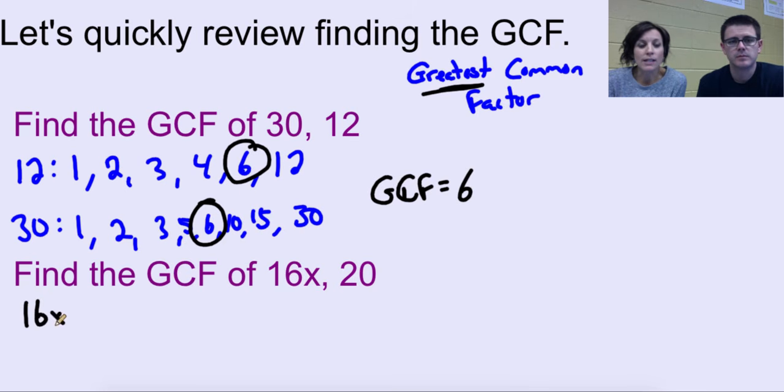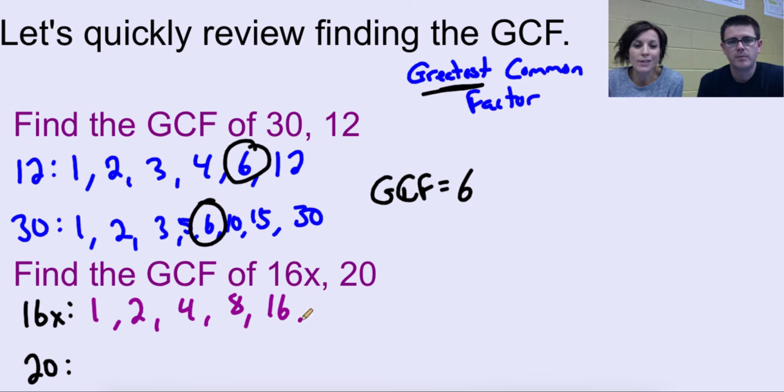All right, this time we have the expression 16x and the number 20. So we're going to do 1 times 16, 2 times 8, and 4. Now, 20 does not have an x, so we cannot... I'm going to list it as one of those factors because it's one of the pieces. Right. They won't have it in common, but we cannot ignore it, is what I was just going to say.